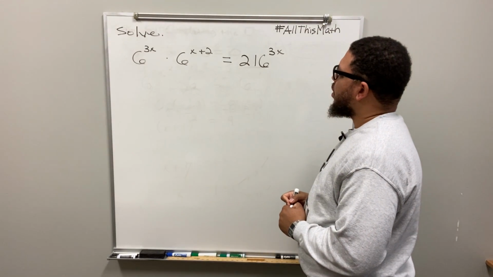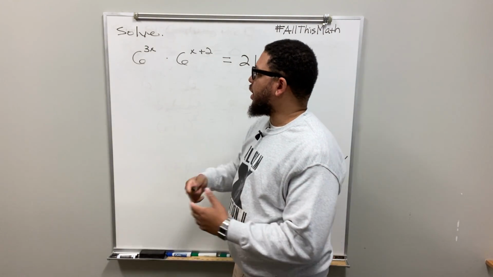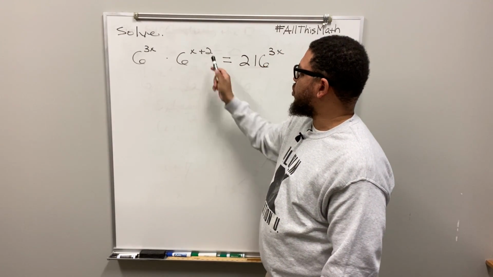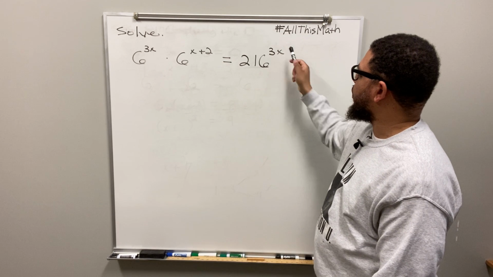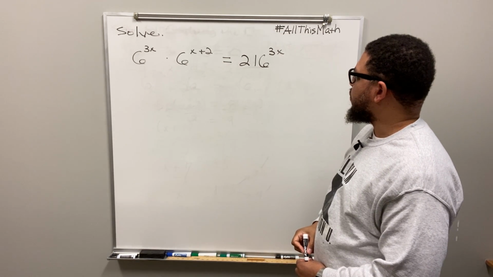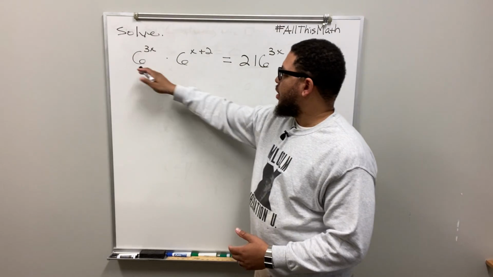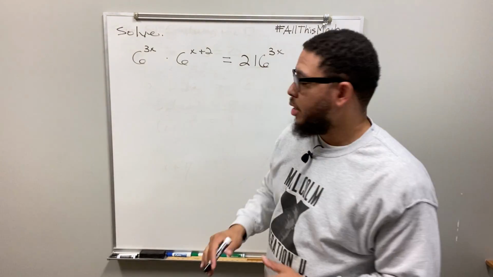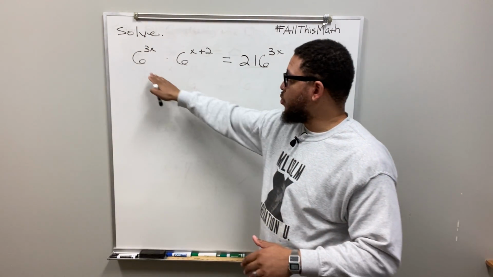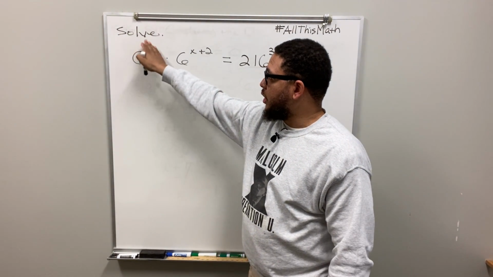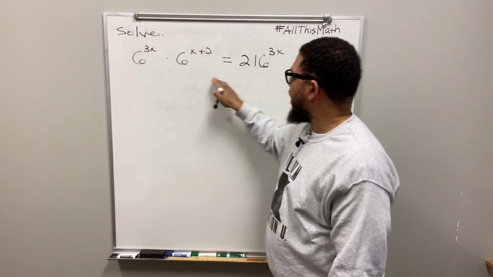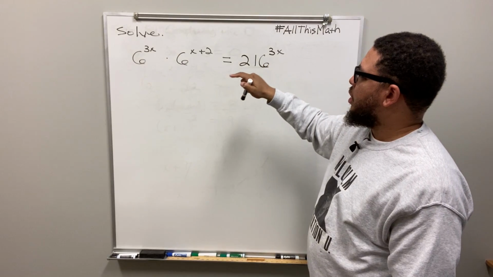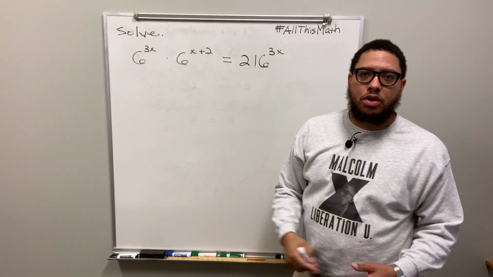All right. So we first start out taking account of what we have. 6 to the 3x power times 6 to the x plus 2 power is equal to 216 to the 3x power. All right, so we got that. Now, I can only really work with this if my bases are all the same. Right now, my bases are not all the same. 2 of them are the same. 6 is my base in this term. 6 is my base in this term. 216 is my base in this term right here, though. So I can only work with this if my bases are all the same.